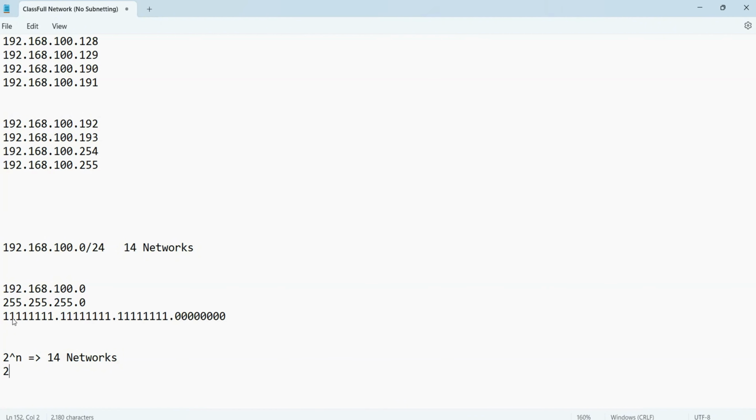So I'm going to say 2 to the power 2 is 4. 2 to the power 3 is 8. 2 to the power 4 is 16. So I have to borrow 4 bits to get 14 networks, but I'm getting 16. Okay. But I'm looking for 14 networks. So 2 to the 4 is 16 networks.